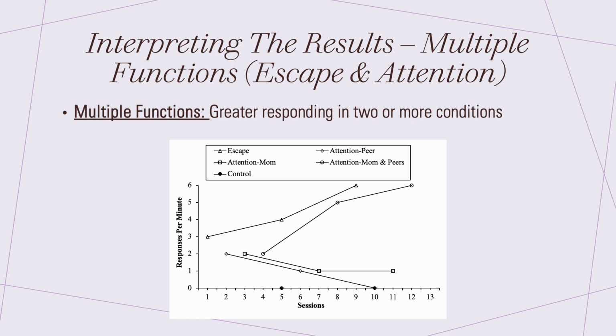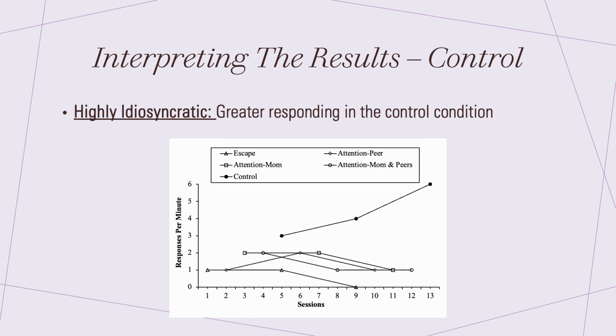For behavior that has multiple functions, you would see responding that is greater in 2 or more test conditions relative to the control condition. For example, you may see that behavior occurs at a high rate in the attention from mom and peers condition, as well as in the escape from negative comments condition. If this occurs, behavior is maintained by attention from mom and peers, and escape from negative comments. Lastly, if the behavior only occurs at high rates in the control condition, the function of the behavior may be highly idiosyncratic, and you may need to conduct additional test conditions.